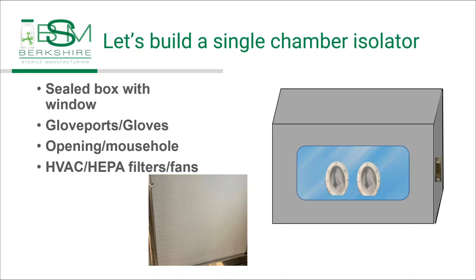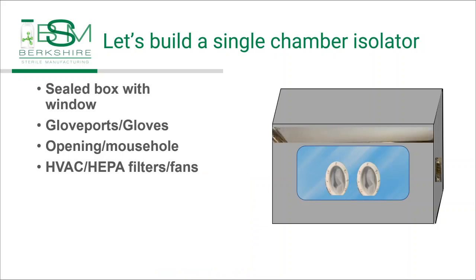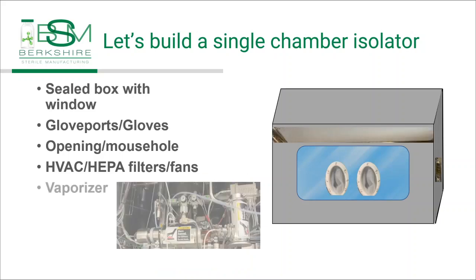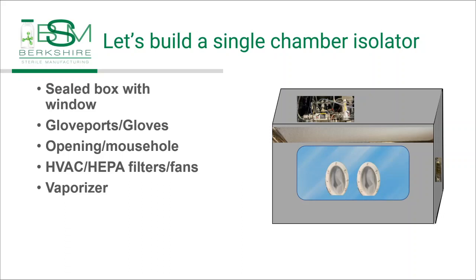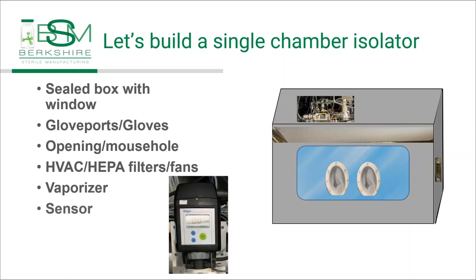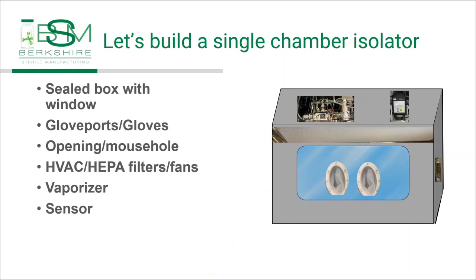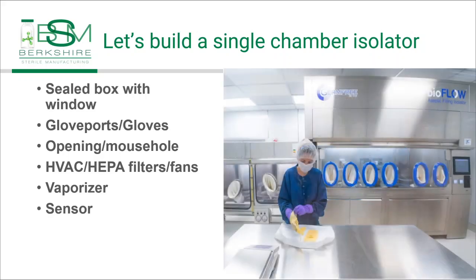The next thing we need is HEPA filters. We need a unidirectional airflow from the top of the isolator down to the bottom of the floor. And we may need some HVAC. We're going to need some fans, but we'll put those right up here in the ceiling of the isolator. Then we're going to need a vaporizer, some way to produce the vaporized hydrogen peroxide to go in there. We'll put that up on top of the isolator over here. And then we need a sensor, something that can measure the vapor hydrogen peroxide to let us know the progress that we're making in our cycle.